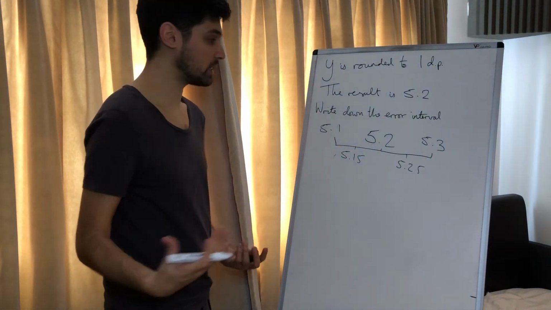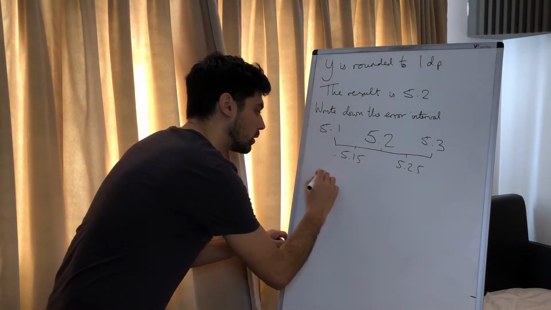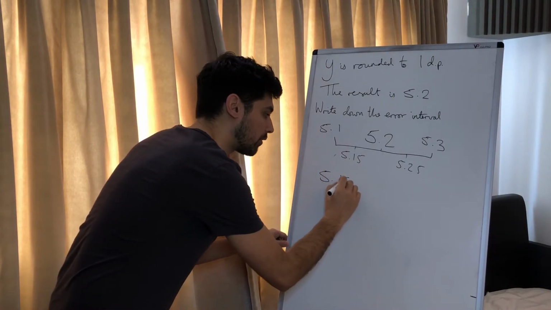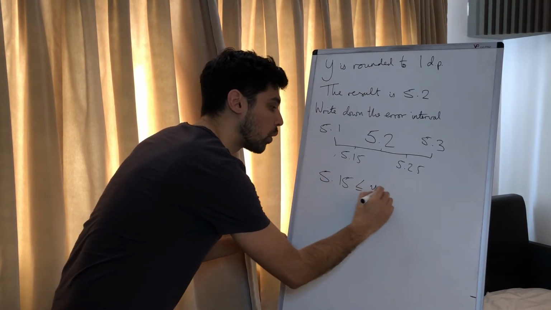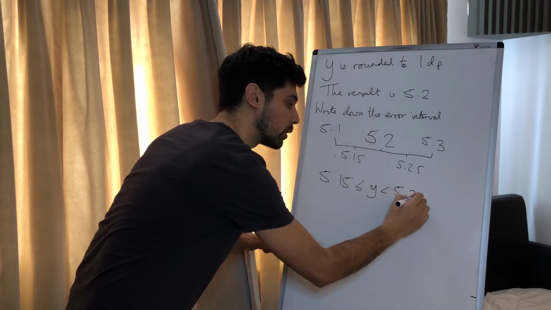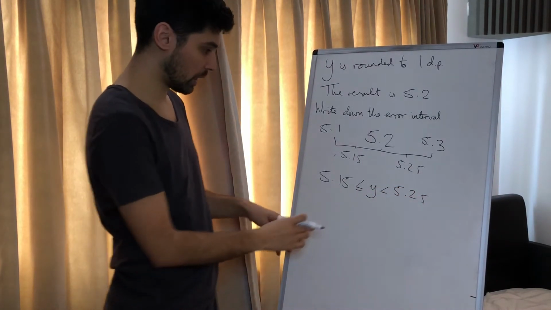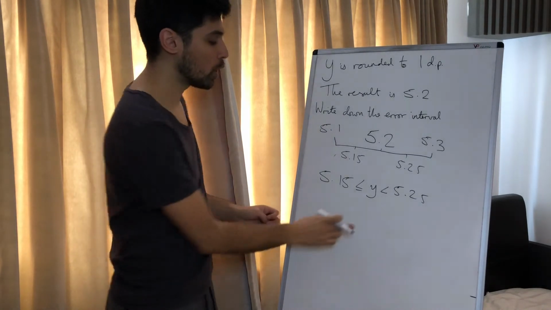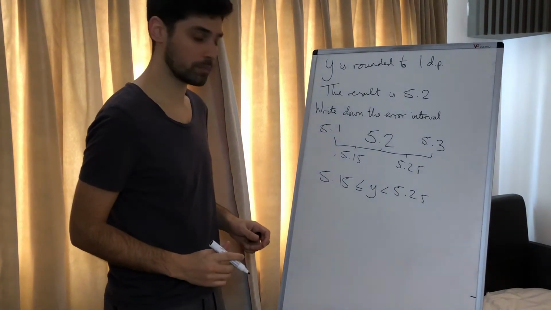It's just about how we write it now. So the error interval is written like this. 5.15 is less than or equal to y, which is less than 5.25. And this is really important. So y can be any value between these two numbers.